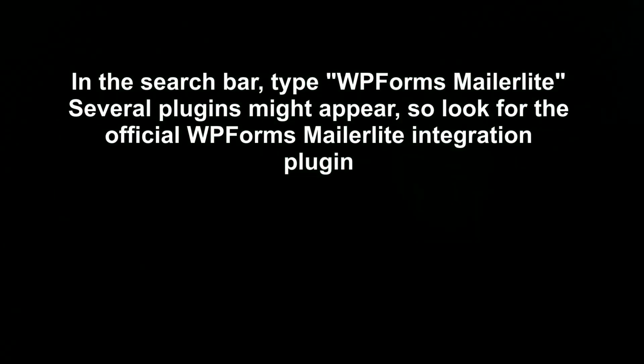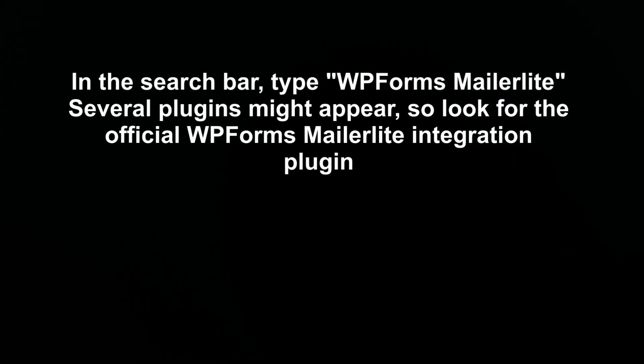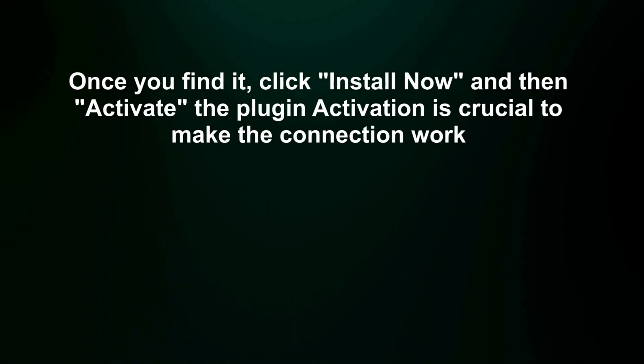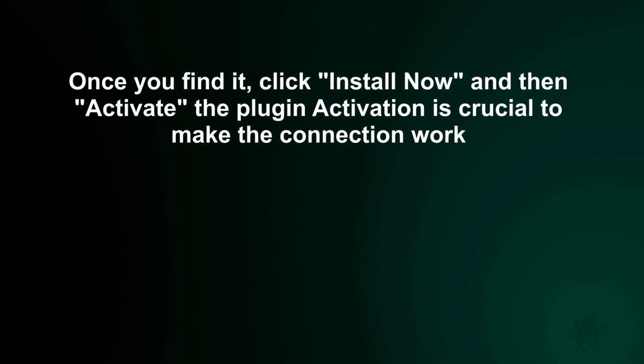In the search bar, type WPForms MailerLite. Several plugins might appear, so look for the official WPForms MailerLite integration plugin. Once you find it, click Install Now and then activate the plugin. Activation is crucial to make the connection work.